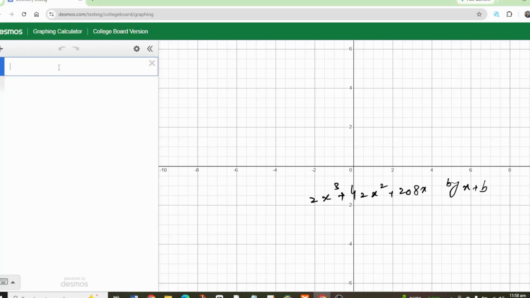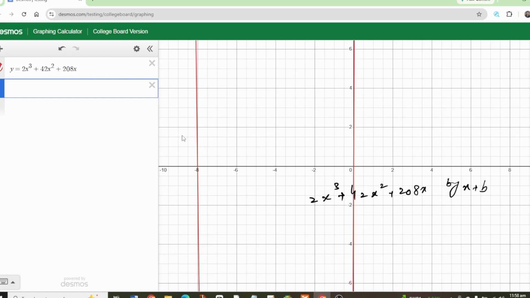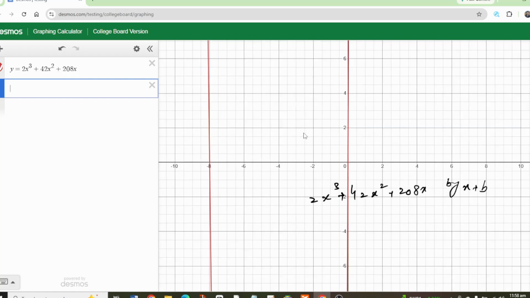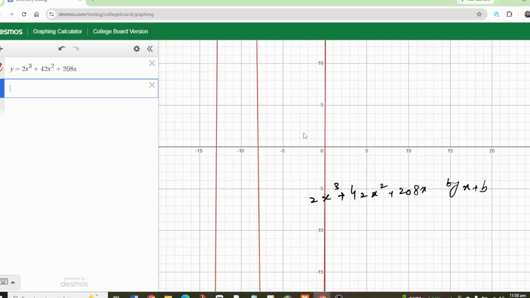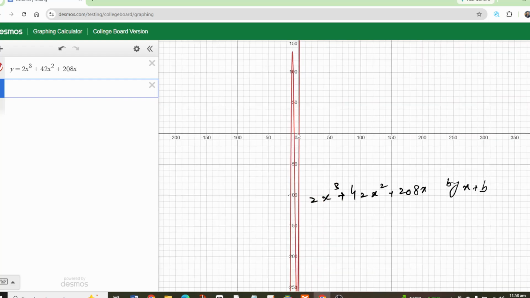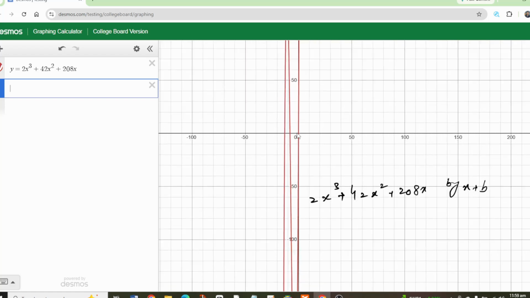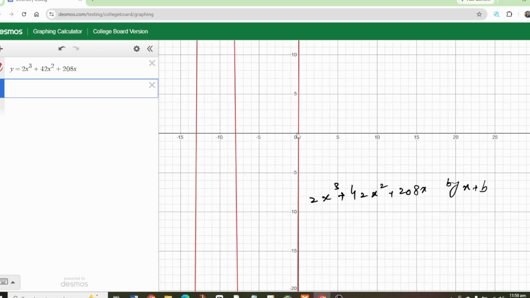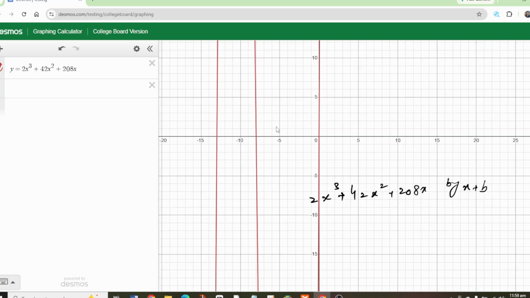So let's take this function y is equal to 2x cubed plus 42x squared plus 208x. We don't need to draw the other function. We just need to find out where this function is intersecting the x-axis. This is a cubic function, and it always looks like this. So we'll just zoom out and see the points where it's intersecting.